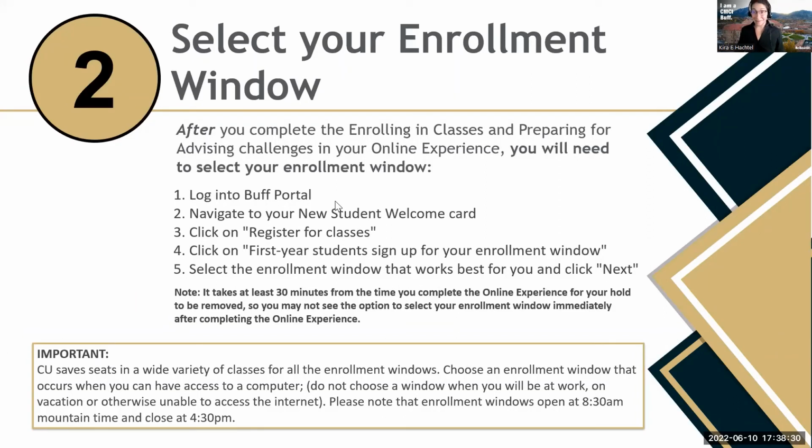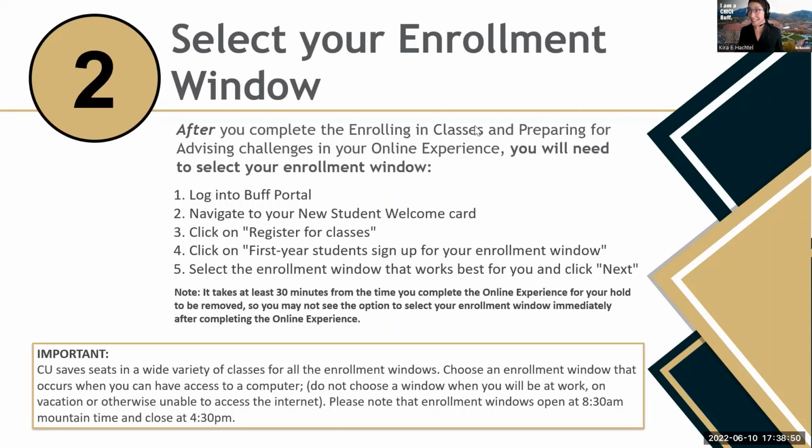The second step in registration 1, 2, 3, 4 is selecting your enrollment window. Remember that you cannot register for classes until you have selected an enrollment window. All enrollment windows are 2 days long, and they take place between July 17th and the middle of August.